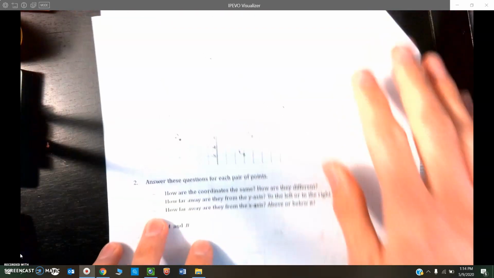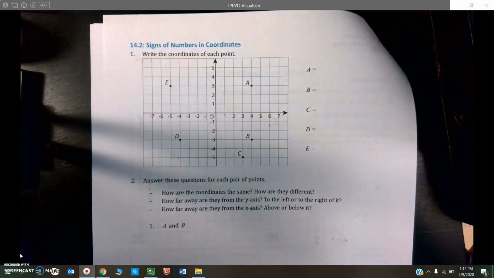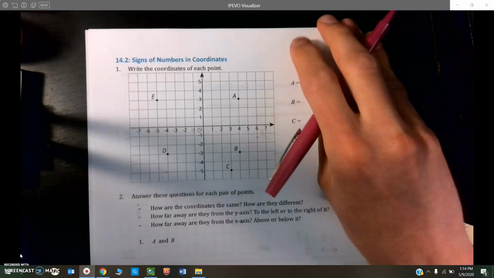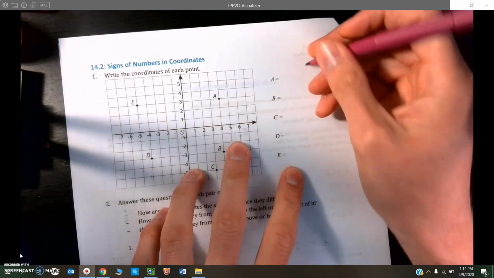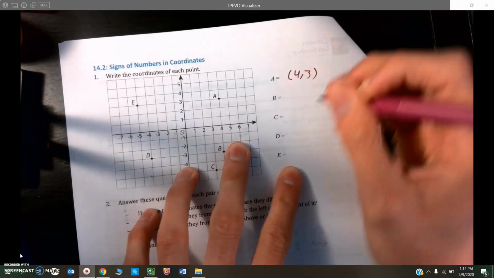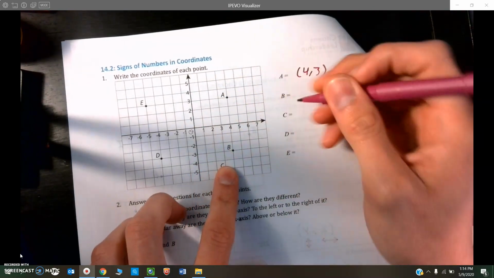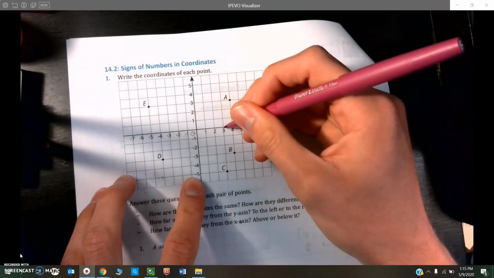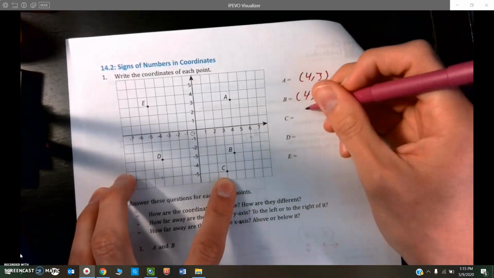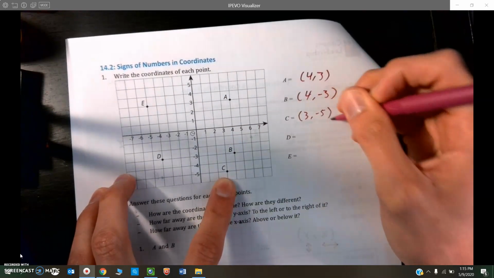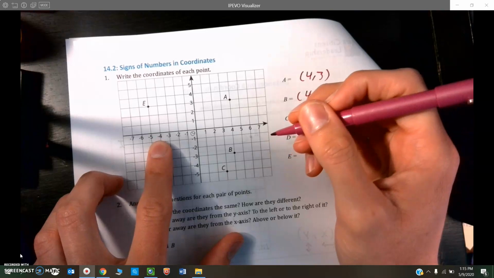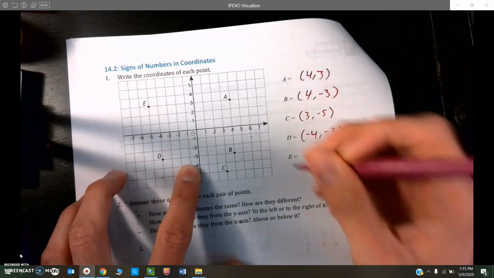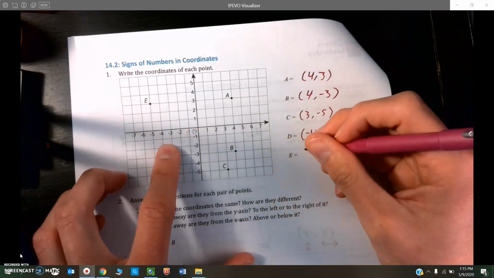All right, so now we've got to first write the coordinates for each point. So let's try and do this right now. Pause the video and do this yourself. All right, A is to the right 4, up 3. B is to the right 4, down 3. C is to the right 3, down 5, so -5. D is to the left, so -4, and then down 3. And E is to the left 5, up 3.